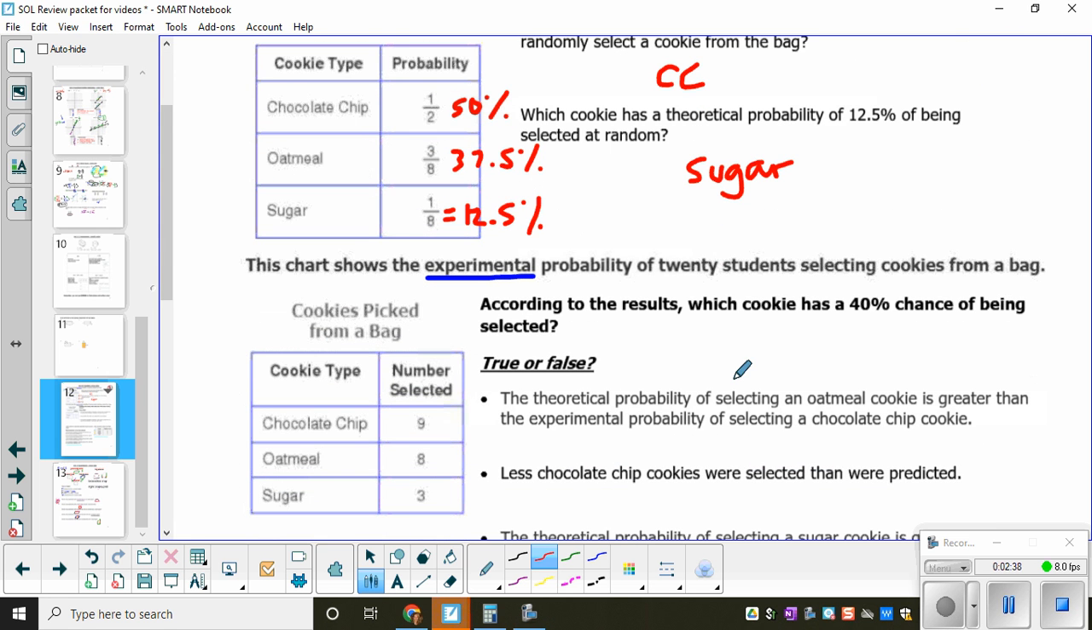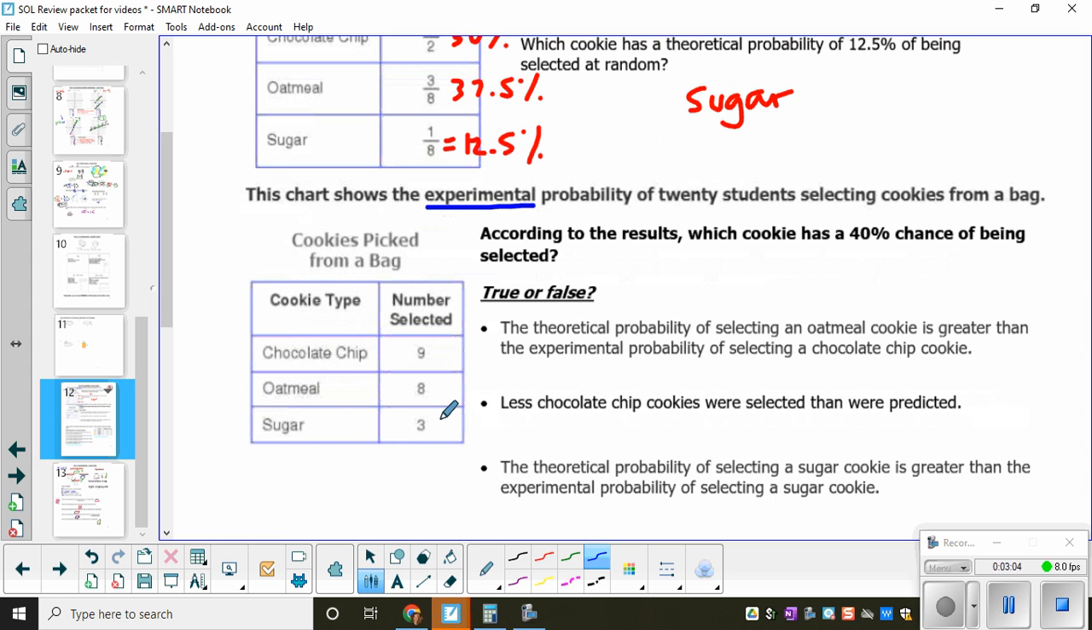So it looks like 20 students randomly selected cookies from a bag, which is kind of nice. It's like, all right, cool, you get a free cookie, but you don't know which one you're going to get. You just have to pick randomly. So these are the results now, and it asks first, according to the results, which cookie has a 40% chance of being selected.